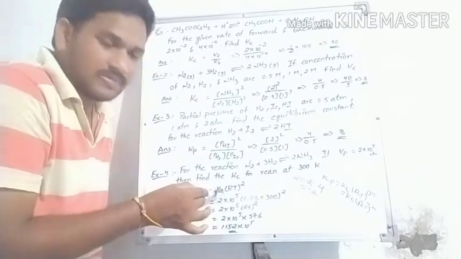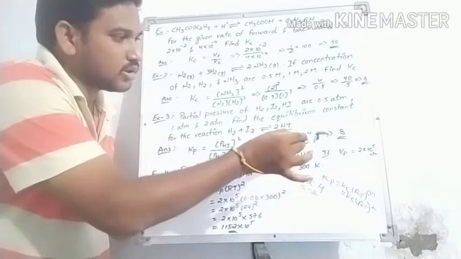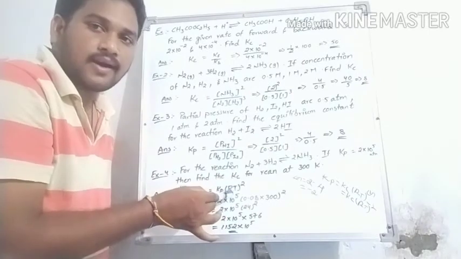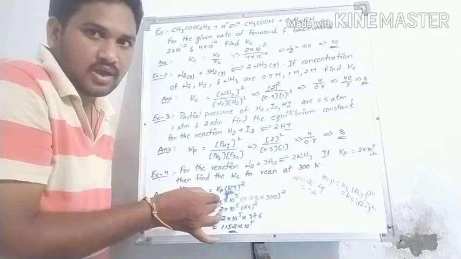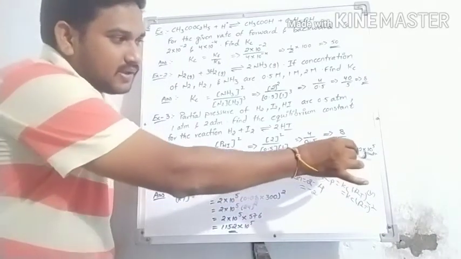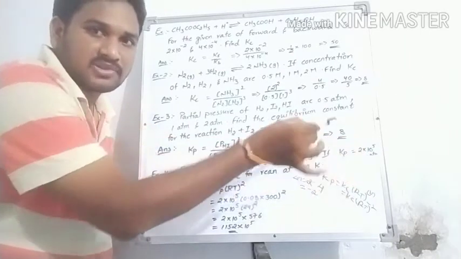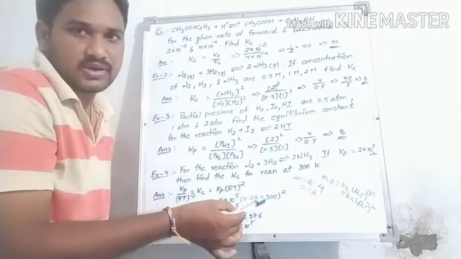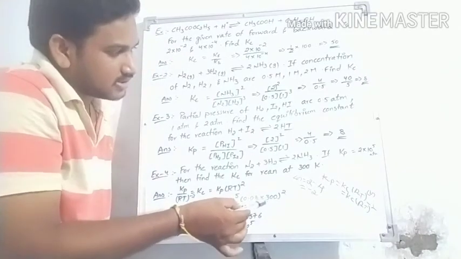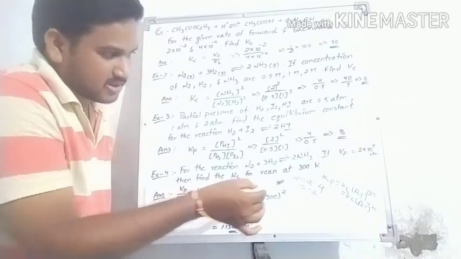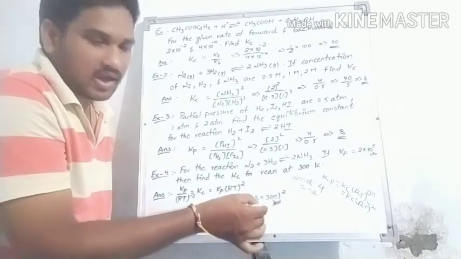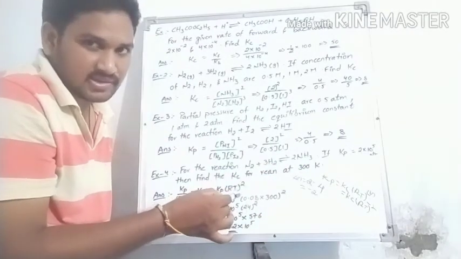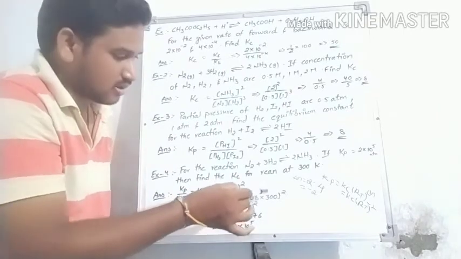Students, Kp, the equilibrium pressure constant, is given as 2 into 10 power 5 atmosphere. The term R is the ideal gas constant, and since Kp is given in atmosphere, the R value must be taken in terms of atmosphere, so 0.081 atmosphere. The temperature is already given as 300 Kelvin, and overall whole square, because it is RT whole square, where R is 0.081 and T is the temperature.